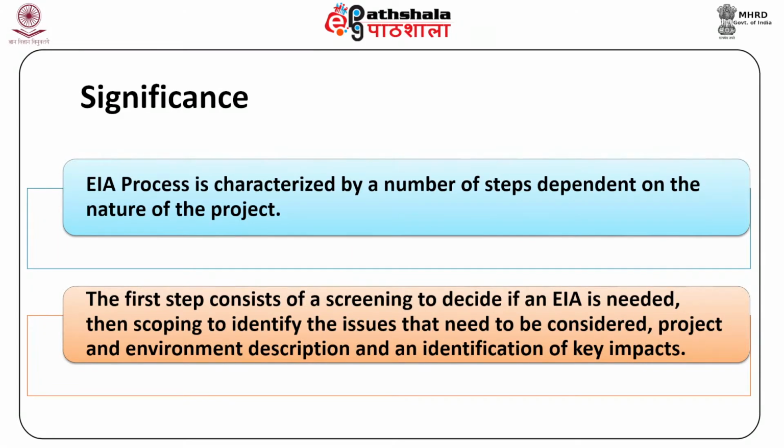The first step consists of a screening to decide if an EIA is needed, then scoping to identify the issues that need to be considered, project and environment description, and an identification of key impacts. Then comes impact prediction, evaluation and reviewing. All through the process, public participation and communication between different parties involved occurs.